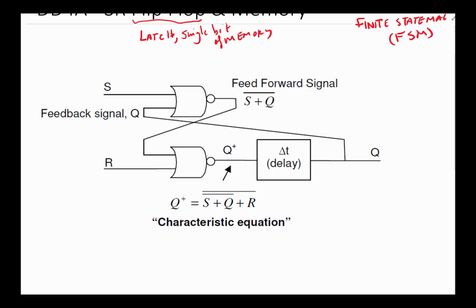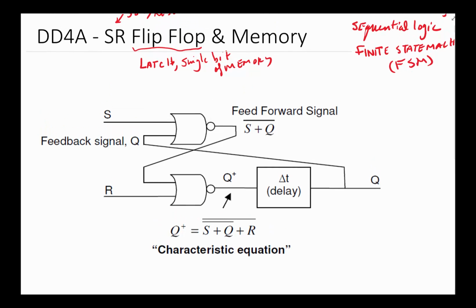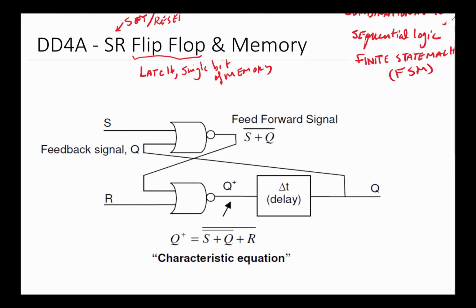Here is a great example of an SR flip-flop. This is not the only way to build an SR flip-flop, but this is one way to build one. If you look at this picture and think about it, what is the difference this picture has compared to all the combinational logic we've talked about so far? Hopefully you will see there are a couple of interesting things. One is this delay. Another is these lines that go back.